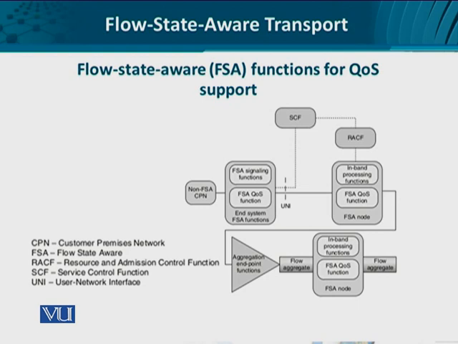Now this diagram actually tells us that we have a customer premises equipment that is generating a flow. This flow is being treated for QoS provisioning by signaling. This signaling is in-band signaling. And then we have the aggregation of this flow with so many other flows. And this flow aggregate is then again passing through the network elements.